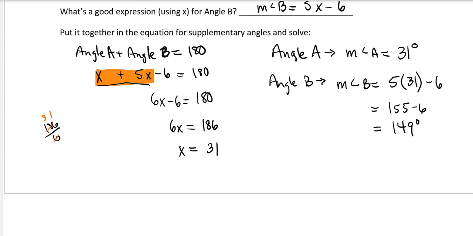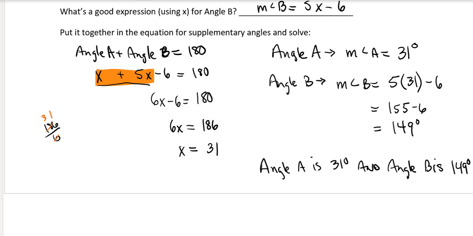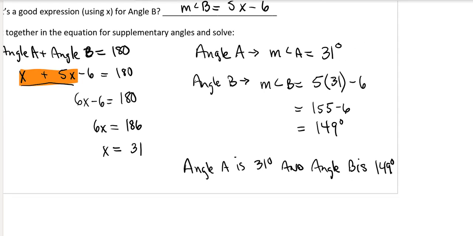So make sure you write a sentence, because sometimes our teachers will want us to write that. So you could say angle A is 31 degrees, and angle B is 149 degrees. So you'd write a sentence with that, and then boom, you're done.